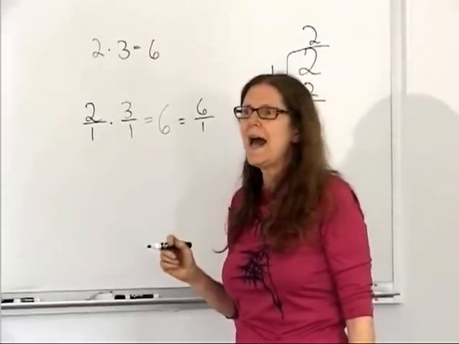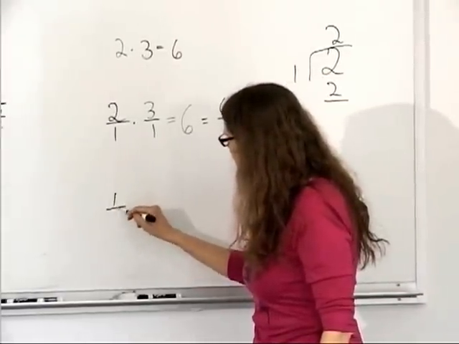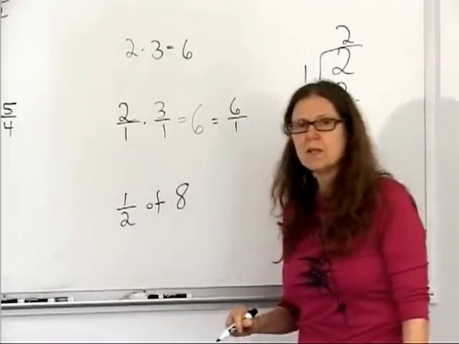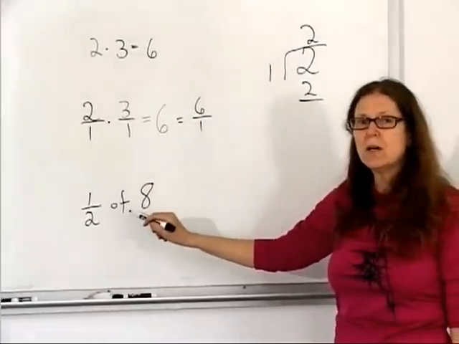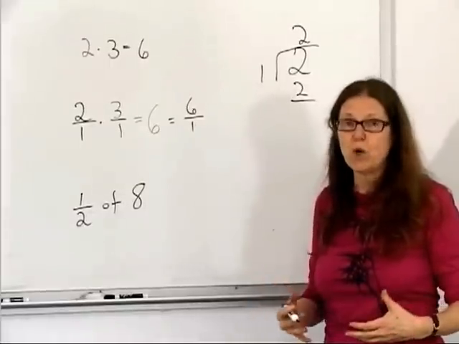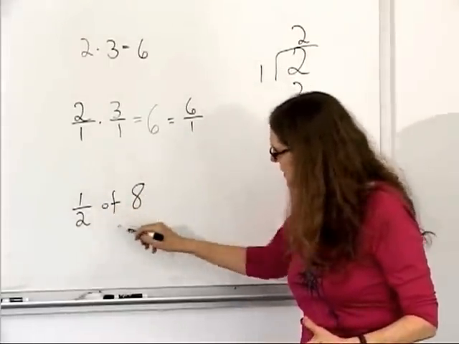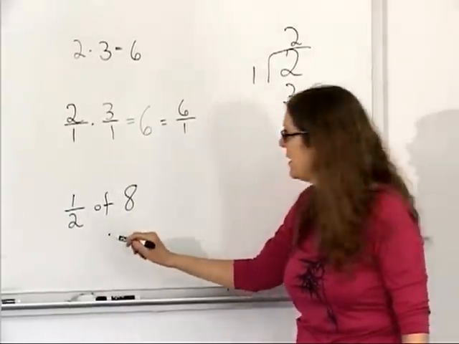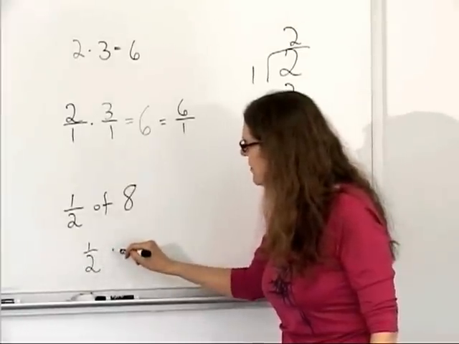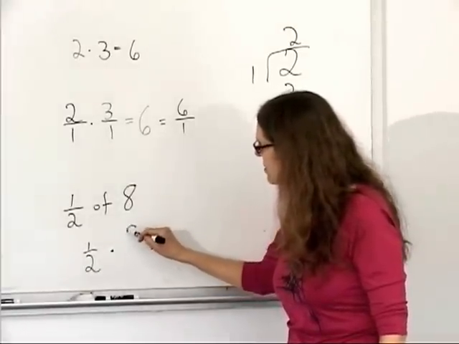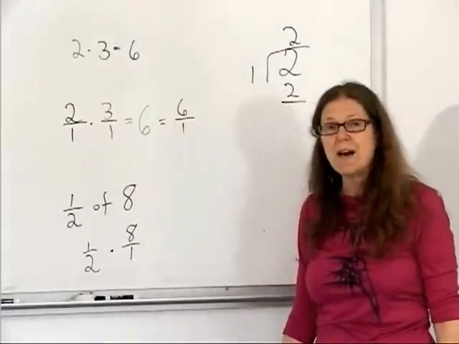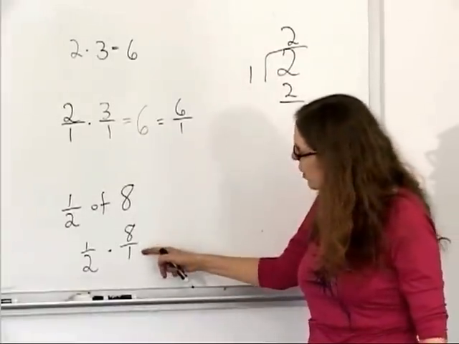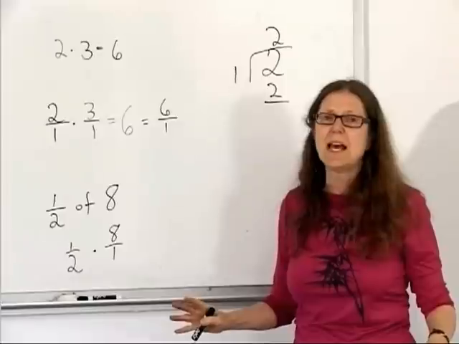So suppose I wanted to say a half of 8. When you change an expression with words, like English words like this, into all math symbols, of changes to multiply. So of really means multiply. This is a half times 8. But I could express 8 as 8 divided by 1, again, because anything divided by 1 is itself. So 8 over 1 and 8 are two ways of saying the same thing.